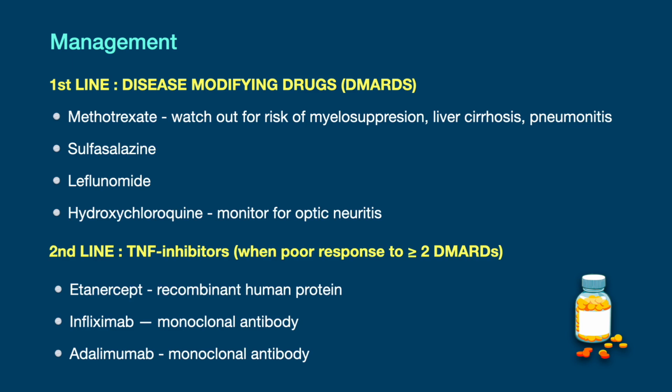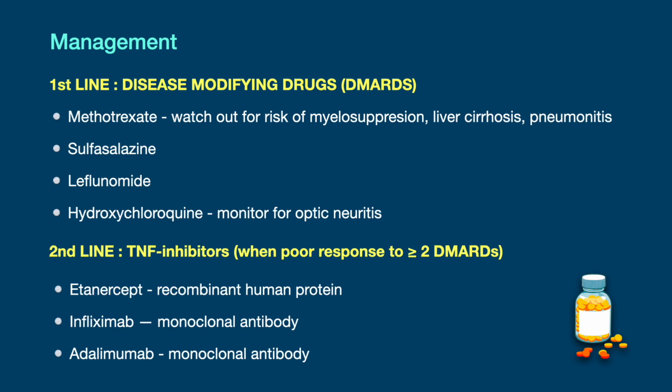As for DMARDs, their examples would include methotrexate, and that's the most widely used DMARD. Monitoring of FBCs and LFTs is essential due to the risk of myelosuppression and liver cirrhosis. Other important side effects include pneumonitis. Other DMARDs include sulfasalazine, leflunomide, and hydroxychloroquine. As for TNF inhibitors, the current indication for this is an inadequate response to at least 2 DMARDs, including methotrexate.